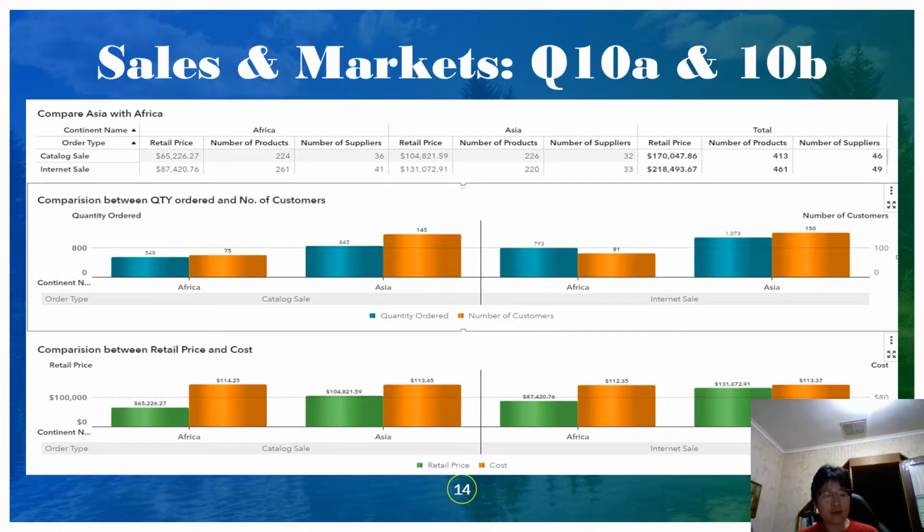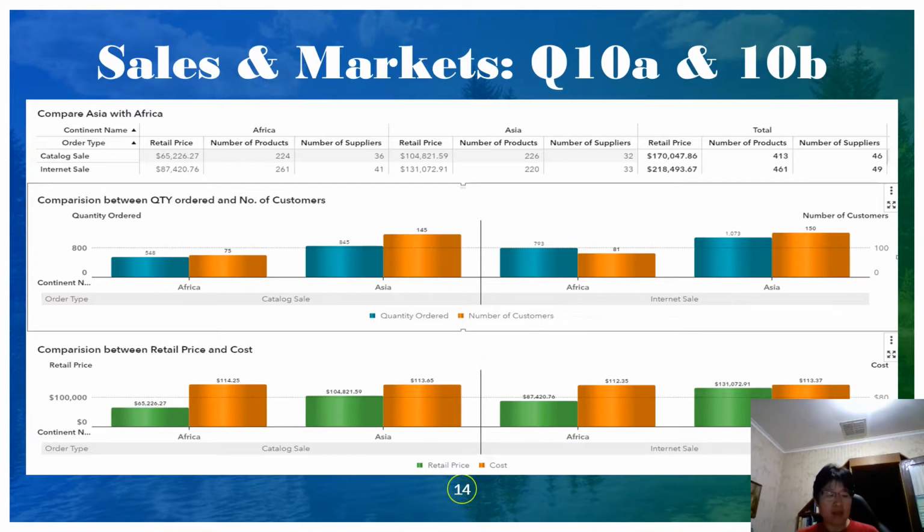Now let's talk about Asia and Africa for a moment. We single them out for comprehensive comparison in a range of factors such as order type, cost, and retail price, number of products, number of orders, number of suppliers, and number of customers, seeking to understand their differences, strengths, and weaknesses for sales growth potential.